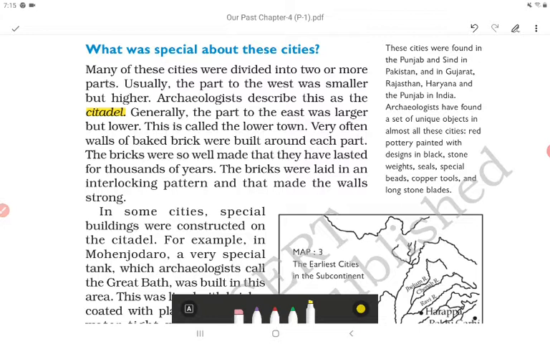Generally, the part to the east was larger but lower. This is called the lower town. So, number 1 citadel and number 2 lower town.